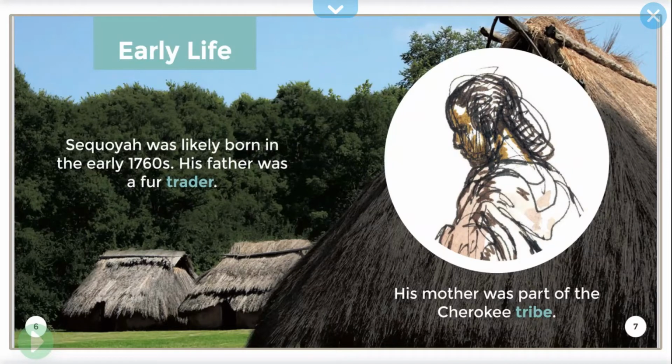Early life. Sequoyah was likely born in the early 1760s. His father was a fur trader. His mother was part of the Cherokee tribe.